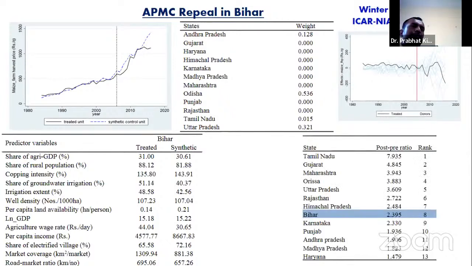And the rank also, if you see the post and pre ratio of the rank, then here we find that Bihar has got rank 8, and in the earlier case we have got Punjab at the first rank. So in this case, in the Bihar APMC, we could say that there is no impact of this repeal, for which it was intended.